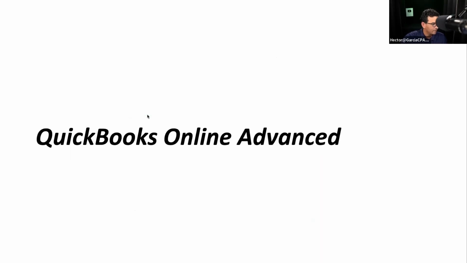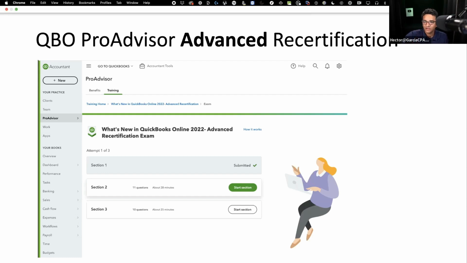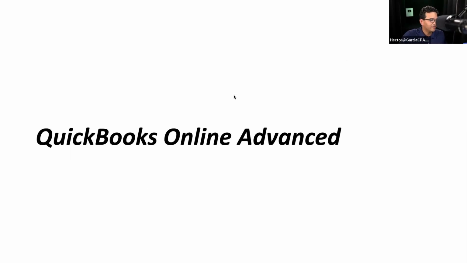Okay. And the last thing is just a sort of a quick announcement. If you're an accountant, if you're a pro advisor, if you're already an advanced pro advisor, don't lose your certification. There's a deadline to keep your certification. I believe when I ran the poll at the beginning, about 40 or 50 of you that were attending live were advanced pro advisors. So don't lose your advanced status. Make sure you continue to recertify in QuickBooks Online Advanced, or you will lose your status completely. So just quick reminder on that.